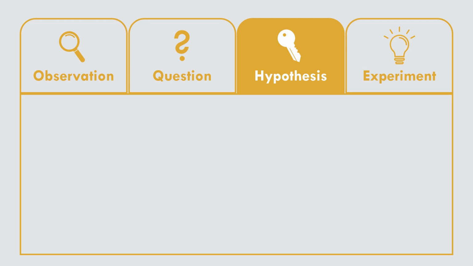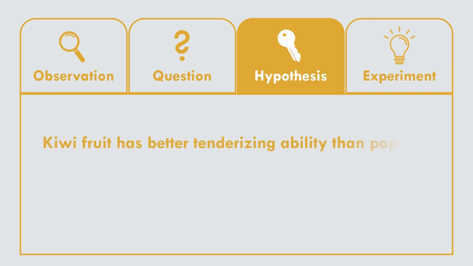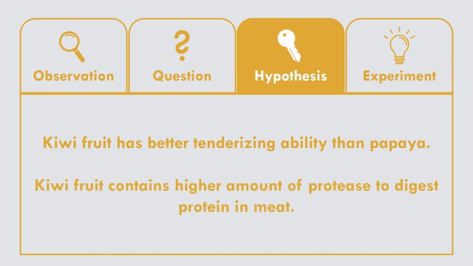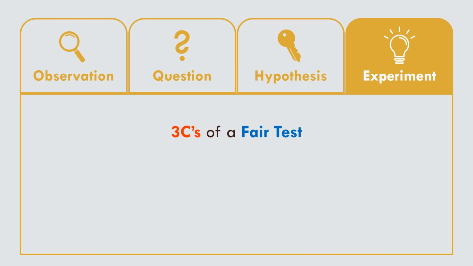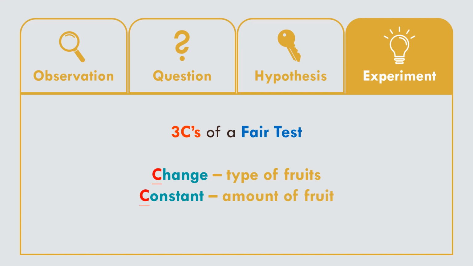After that, we can set up the hypothesis according to the observations and questions. And the hypotheses are: kiwi fruit has better tenderizing ability than papaya, and kiwi fruit contains high amounts of protease to digest protein in meat. And finally, we can perform a fair test with 3 C's. First, we change the type of fruit. And second, we keep the amount of food constant. And then we compare the tenderizing ability.